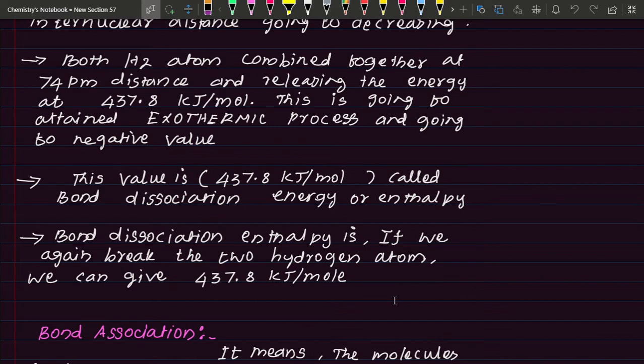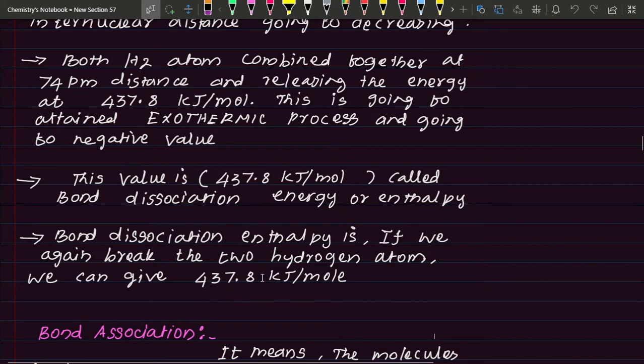Next, bond dissociation enthalpy: if we again break the two hydrogen atoms, we need to give this energy, 437.8 kilojoule per mole. Suppose we again break the two hydrogen atoms, so we need to spend this amount of energy.